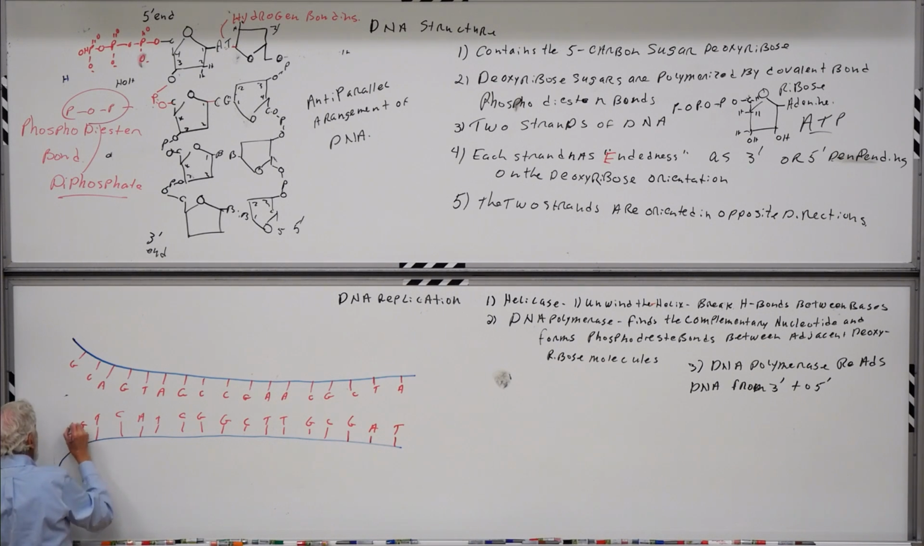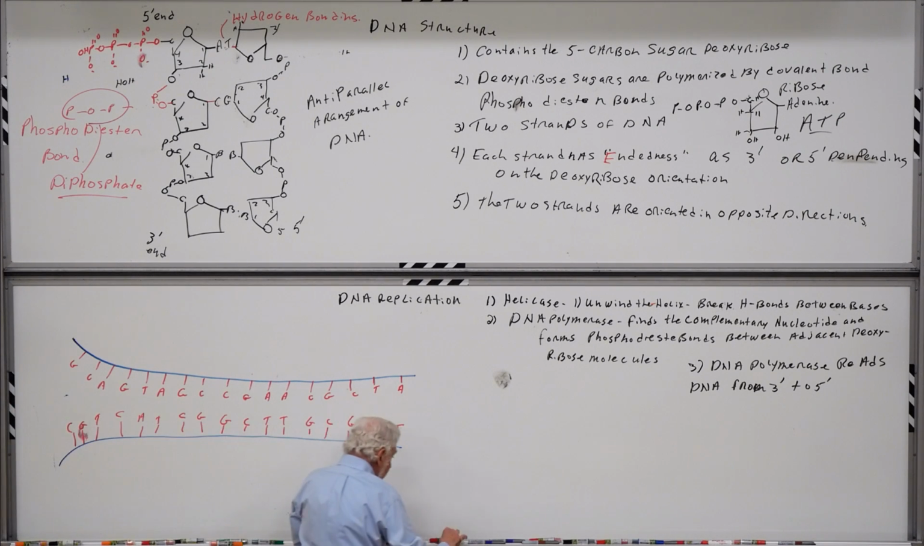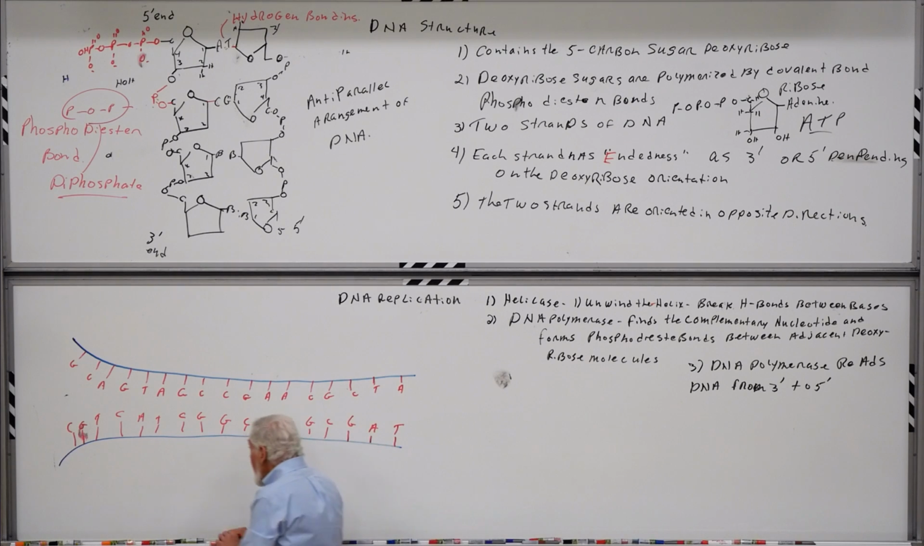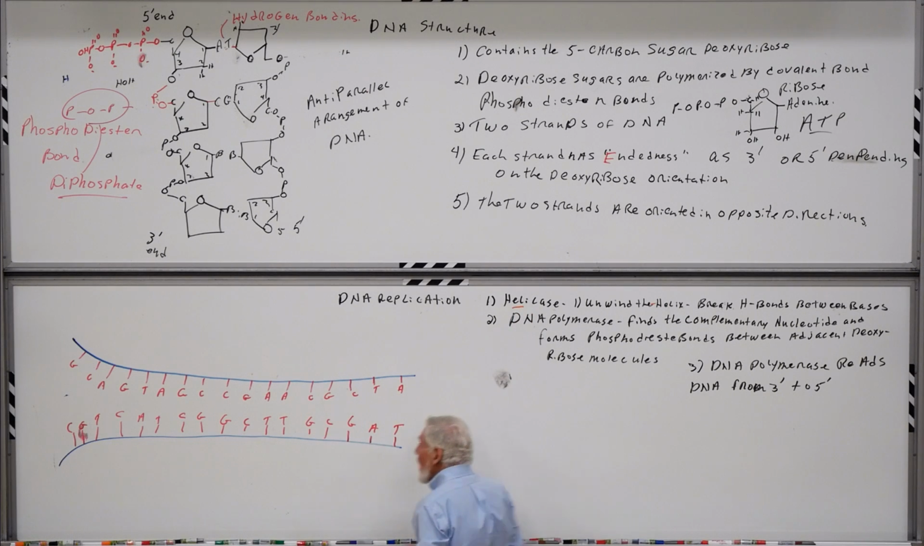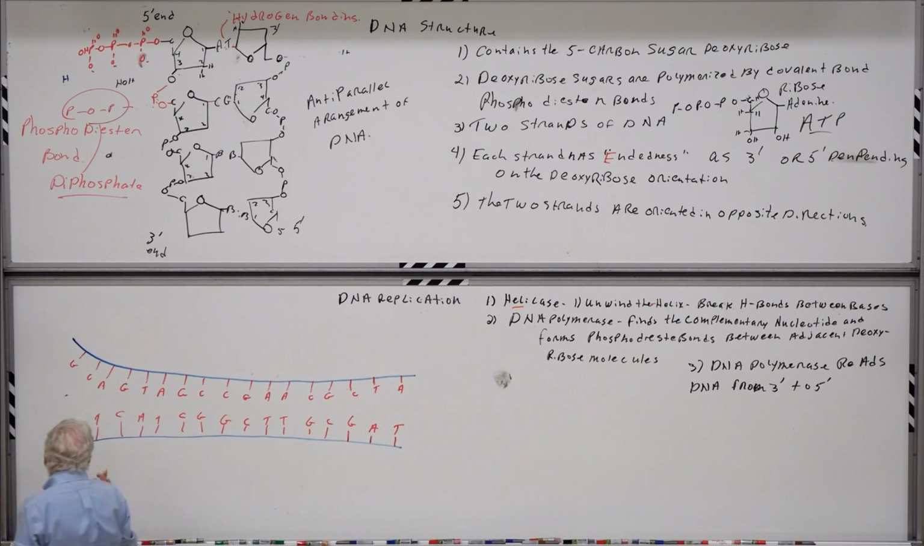It's a guanine and a cytosine. I hope I haven't put any mutations in there. Now the next character is going to be this so-called helicase. And I'm going to show the helicase as basically a kind of wedge.